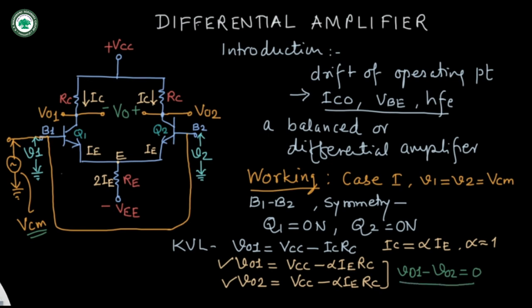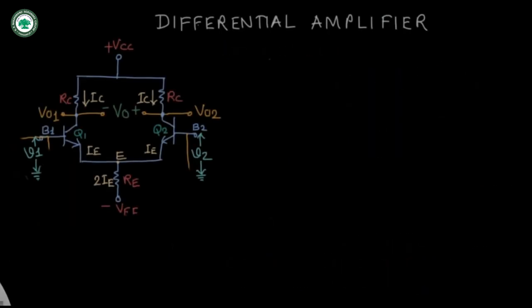That means though the common mode signal is provided, the output voltage difference will be equal to 0. That means the differential output voltage is equal to 0. So this is the first case which rejects the common mode signal. Now let us consider case 2.